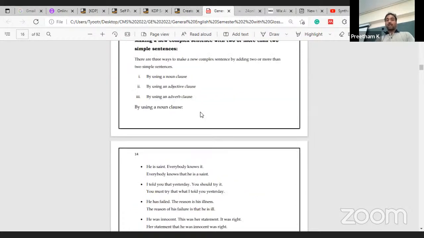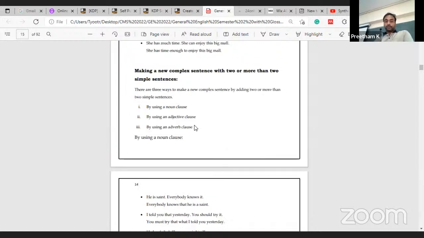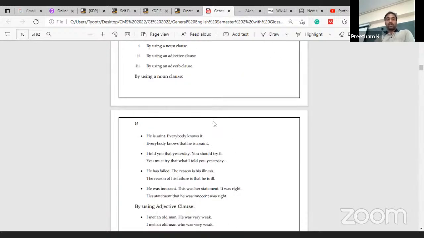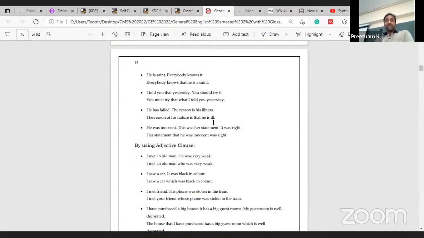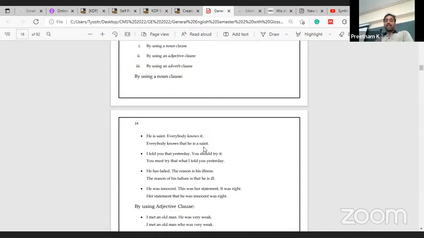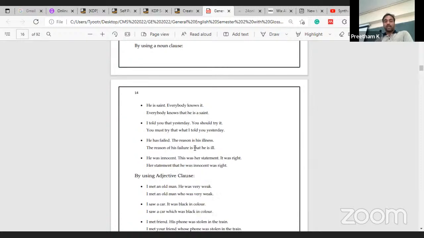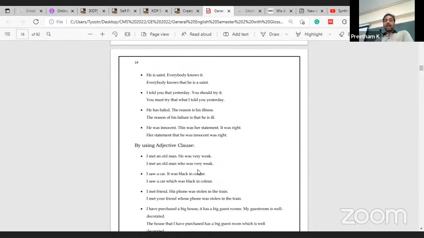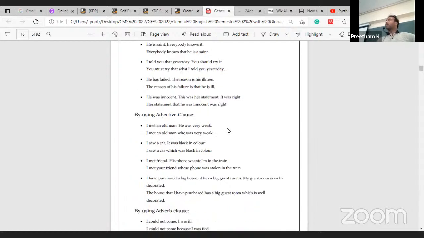So in all these, you see how noun clause, adjective clause, or adverbial clause is taken into consideration. Now you identify which are the noun clauses here. Everybody knows that he is a saint. He is a saint, everybody knows. It's a noun clause because it is describing the saint. You must try hard that what I told you yesterday. Again, noun clause. In a noun clause, we at times use pronouns as well.